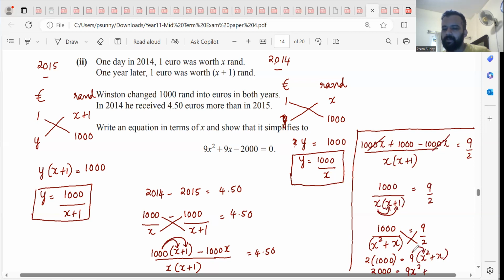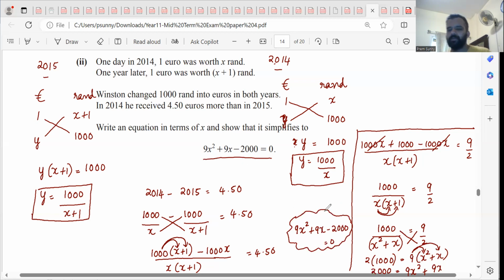When we multiply 9 with x square, we get 9x square. 9 multiplied with x gives 9x. Take this 2000 to the other side, it becomes negative 2000. So my final answer is 9x square plus 9x minus 2000 equal to 0. This is my final answer. This is what we had to prove: 9x square plus 9x minus 2000 is equal to 0.